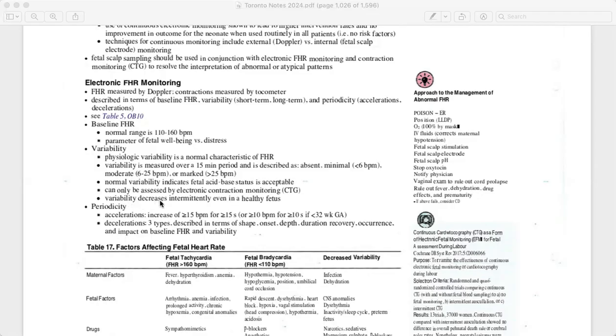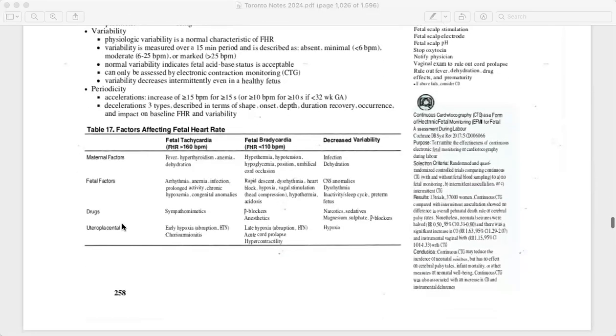Variability can decrease intermittently even in a healthy fetus. Periodicity is basically acceleration or deceleration. As we already discussed, acceleration is more than 15 beats for more than 15 seconds, and 2 in 20 minutes is basically normal. In deceleration, it's a decrease, and it can be early, late or variable. So on the basis of that one.